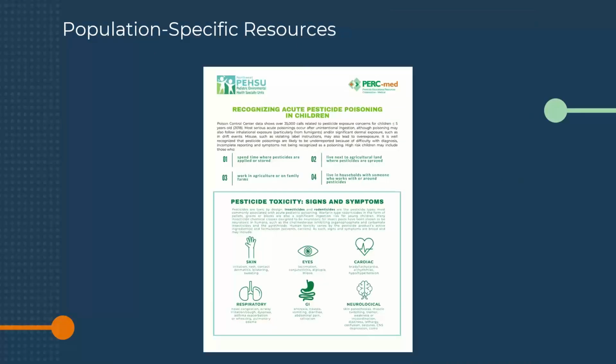In addition to those, we have brief infographic style handouts and informational sheets, such as this one that was developed in collaboration with the Pediatric Environmental Health Specialty Unit that's run out of the University of Washington, and just to increase awareness about the signs and symptoms of pesticide toxicity.